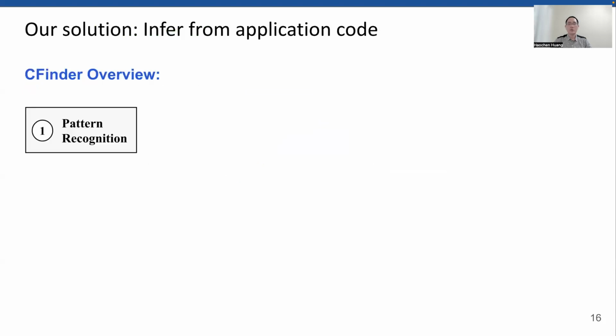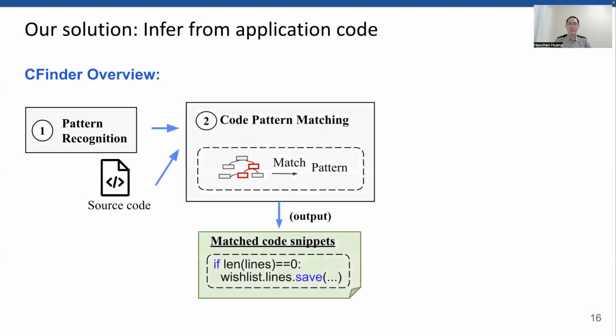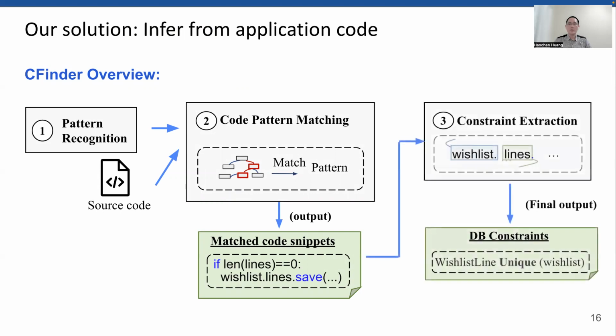So we choose to build a tool called cFinder to infer missing database constraints from the application code. It has 3 steps. First, we recognize the code patterns that have assumptions on DB constraints. Second, with observed patterns and application code as input, the tool traverses the code to find a match of the pattern. Third, from the matched code snippets, we use analysis to extract the formal database constraints. The final output is the set of DB constraints.